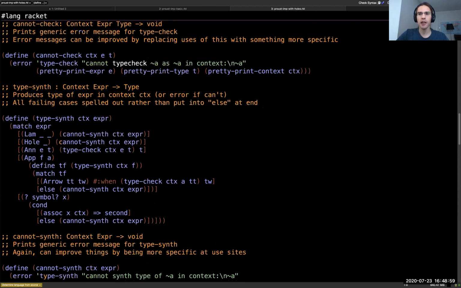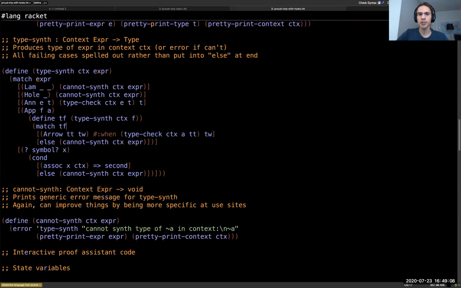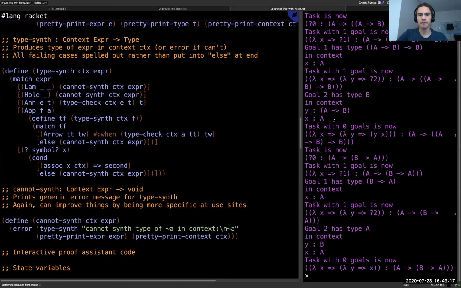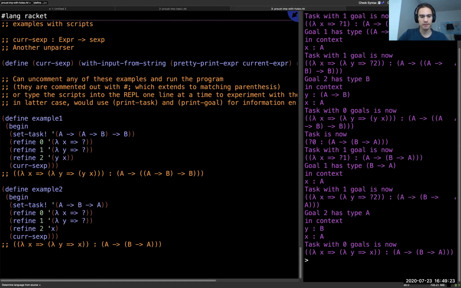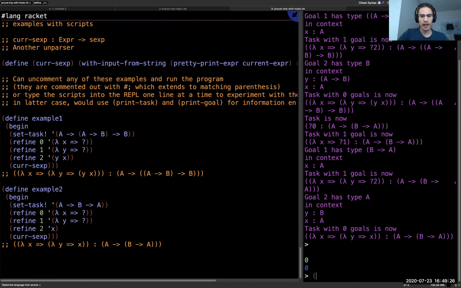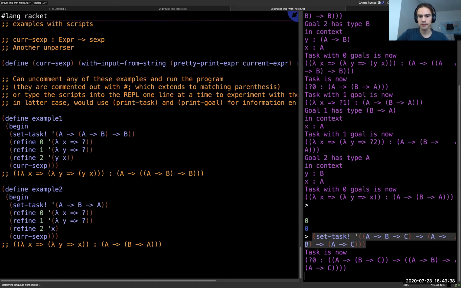Now, starting from here, I'll just go with the first problem. Once the language is correctly set, that is, determine language from source, you start the interaction, which now has some examples at the bottom. I now write set task, and I put the term that I'm trying to prove. And now I'm back in this interaction.